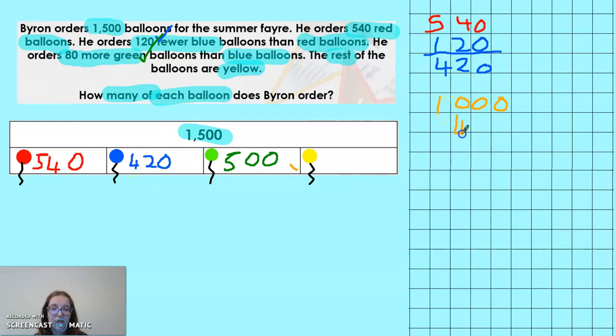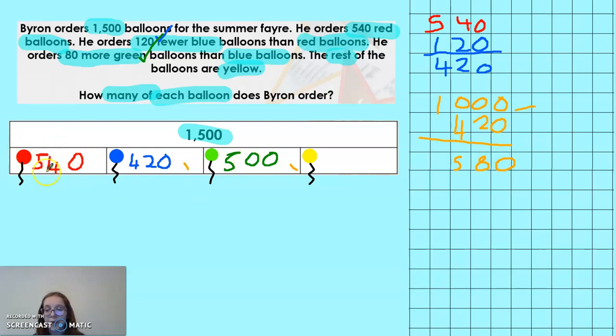Now this is going to be a bit trickier because if I'm doing it in the column method, it's going to ask me to exchange. However, I know that if I had 1,000 take away 400, that would give me 600. And if I take away a further 20 from that, I'm going to be left with 580. So I've written it down like this, but actually I've worked out in my head that that is going to be 580 if we've taken away the blue balloons as well.